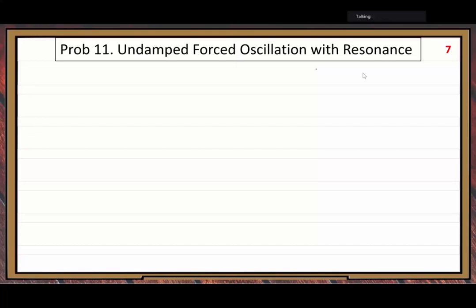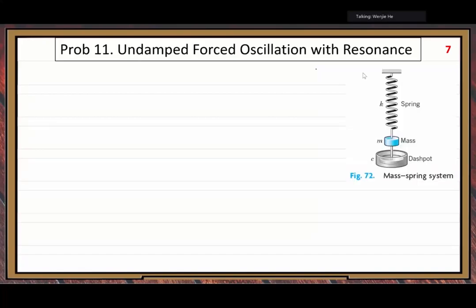The forcing function is a periodic function, because the forcing function has a certain oscillation property. So in that system, you may have this resonance problem. Let's look at the question first.